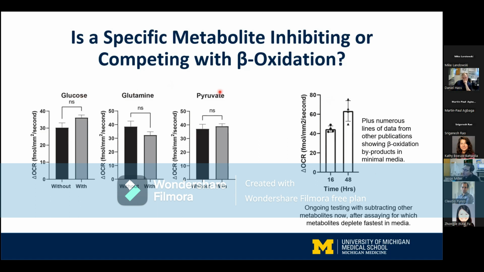So we're now basically, as I said, collecting media at various time points after addition to the culture and seeing which metabolites are most depleted, and then taking those metabolites and creating media that's devoid of just that metabolite and repeating these same experiments until we hope we find something that does really compete with beta oxidation.